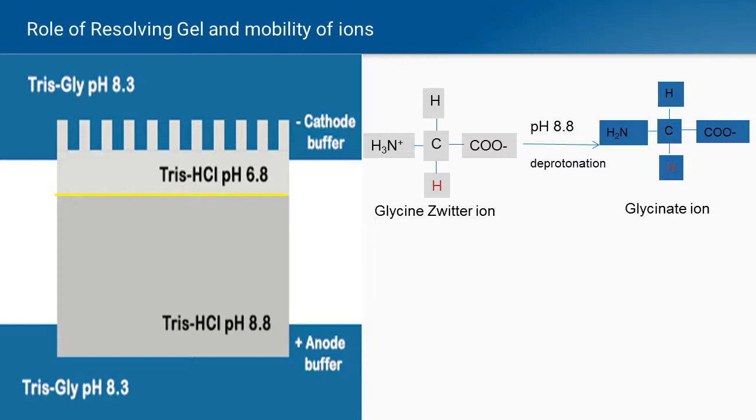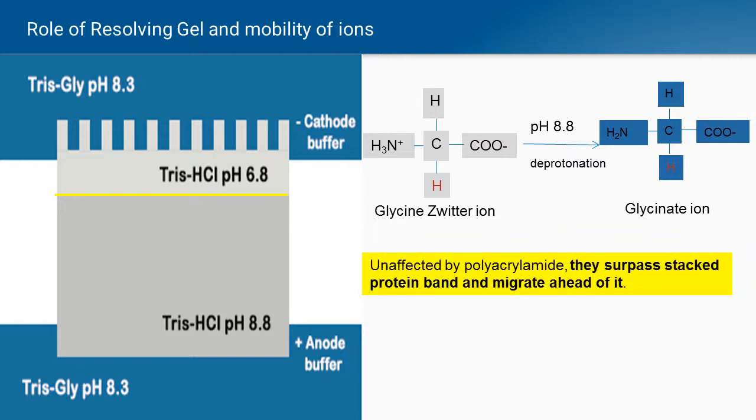So deprotonation happens from the amino group, and in this way again there is a formation of glycinate ion, and due to this process there is a sudden increase in the concentration of glycinate ions, which results in increase in mobility of glycinate ions. These glycinate ions then surpass the stacked protein band and migrate ahead of it.